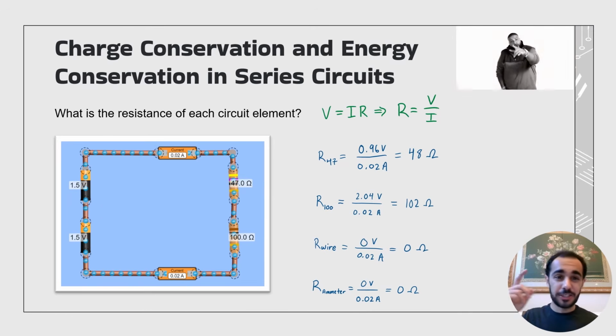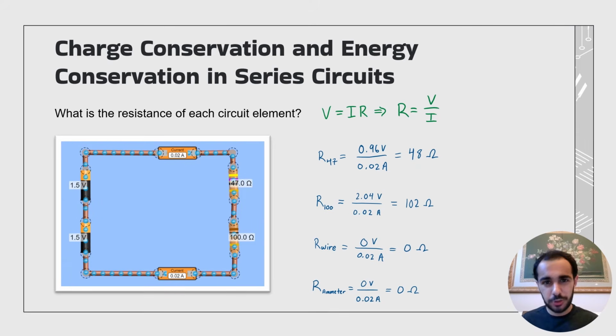And another question, what is the resistance of each circuit element? Well, by using Ohm's law, but rewriting it in terms of resistance, and by assuming that a wire and ammeter have a 0 volts voltage drop across it, we find the following values. Well, this does not match our simulation, so did we do something wrong? No, this is just a rounding error, so everything is actually fine.